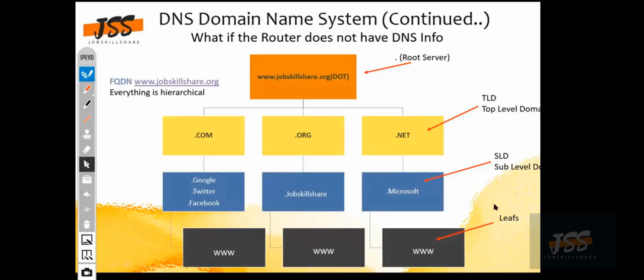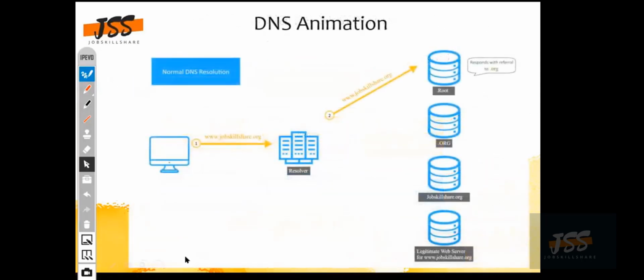So if I take you to the next slide, I'm using this right click just to stop. Here we have normal DNS resolution. This is a host machine looking for jobskillshare.org. This is a resolver which has no idea what the public IP address of jobskillshare.org is. So we know that the first thing it's going to do is send the request to the root server.